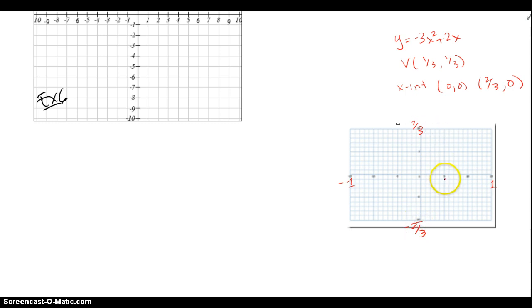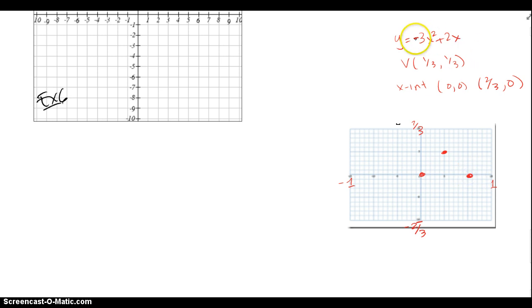So I'm really going up by 1/3. 1/3, 2/3, 3/3, which is 1. 1/3, 2/3, I'm only going up to 2/3. 1 would be somewhere up here. And remember, this is my parabola. We found the vertex to be 1/3 of the way and 1/3 of the way up. And then the x-intercepts were 0, 0, and 2/3 of the way to the right, and 0.